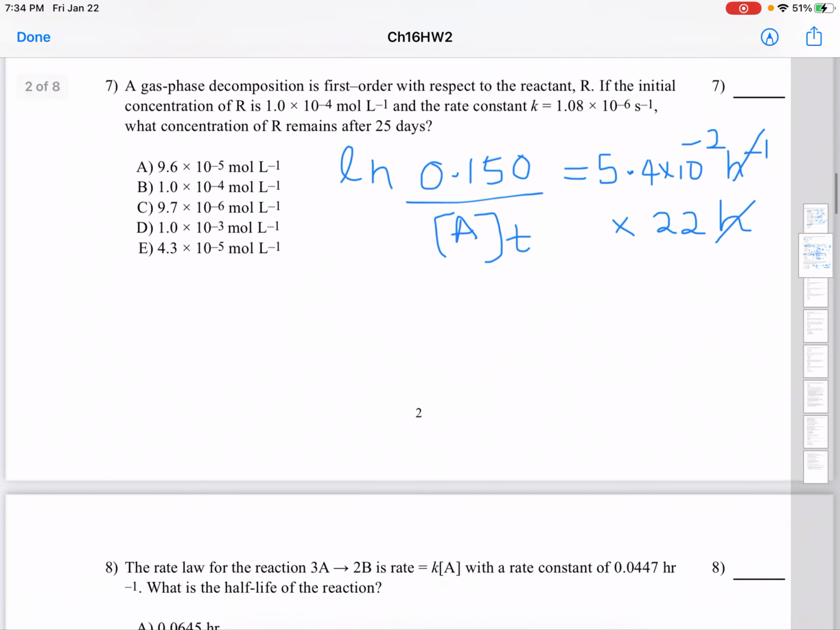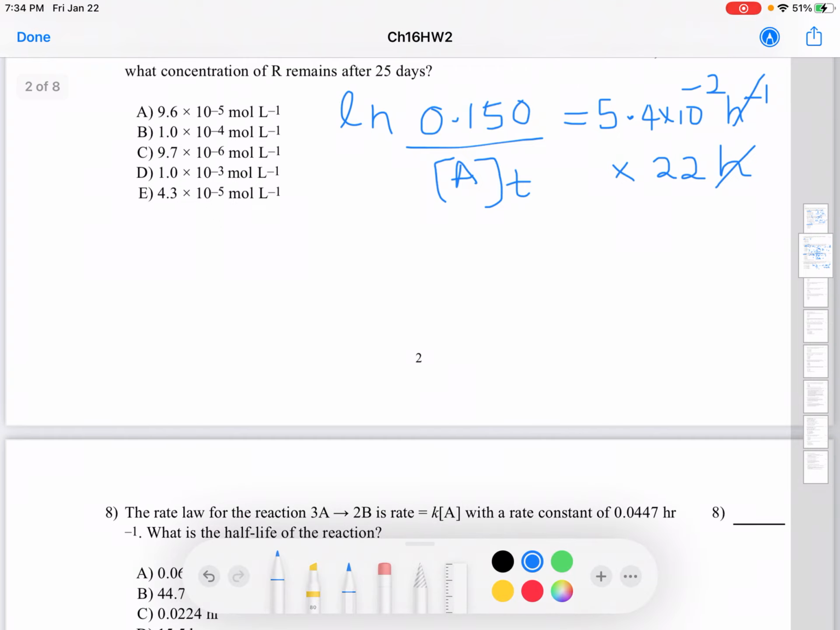Okay, and then here we have ln on our left side. So if you get the anti-log of both sides, there would be 0.150 over AT, and then you take the anti-log of the other side, there would be e. You multiply these two together, that would give you a number. Let's do that. Go ahead and do the calculation with me. I might do something wrong, but if you catch that I am doing something wrong, please let me know in an email so I can correct.